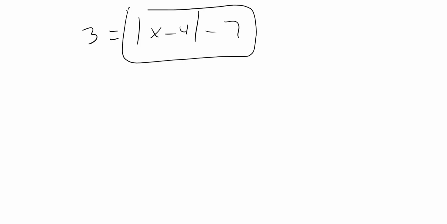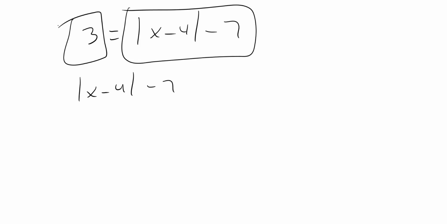So you might see something like this. Let me just do a couple more here. What if you see 3 is equal to absolute value of x minus 4 minus 7? You see the absolute value on the right hand side. Well, kind of like I showed you before, don't keep it on the right hand side. It actually gets a little complicated. Just physically move this to the left and physically move this to the right. No big deal. Didn't change the problem at all.